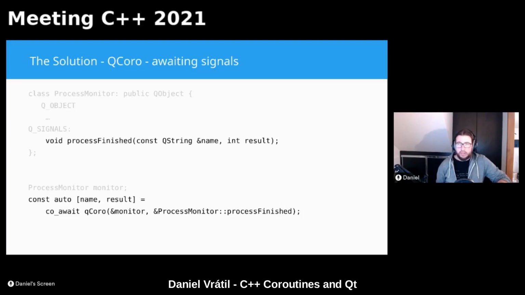Obviously, if you happen to have multiple arguments, then they are returned as a tuple. So you can simply use the tuple decomposition to receive it this way into the caller. So this is, I think, a nice way to wait for signals.